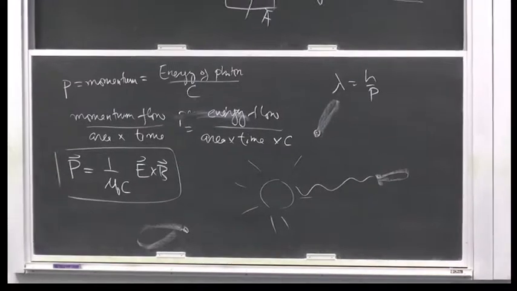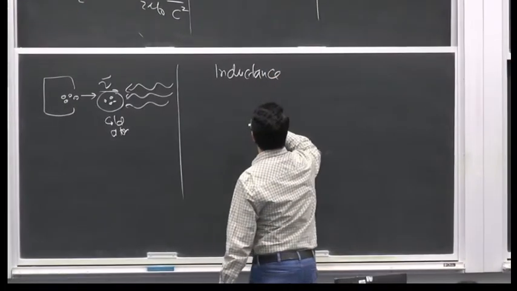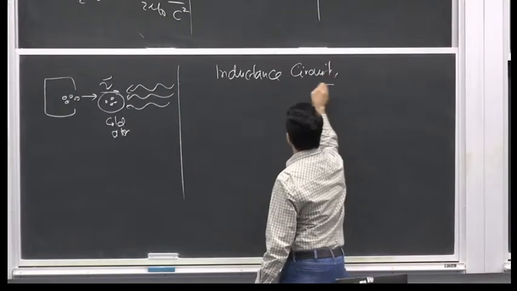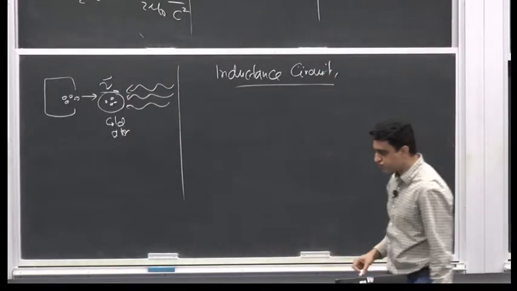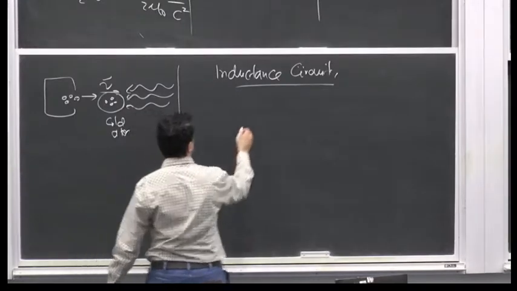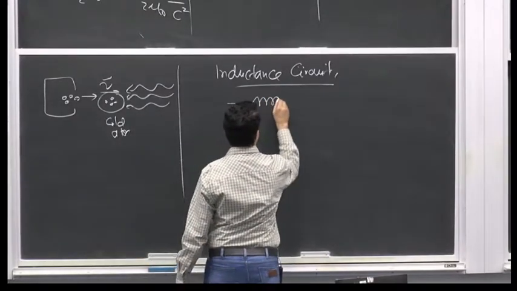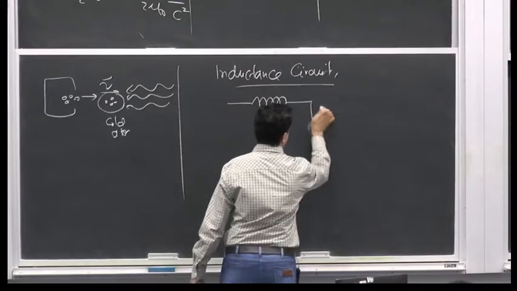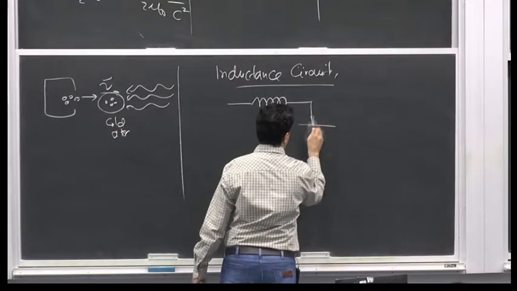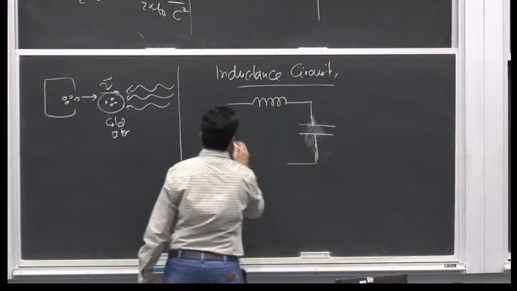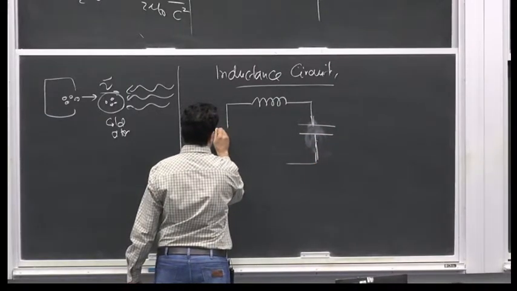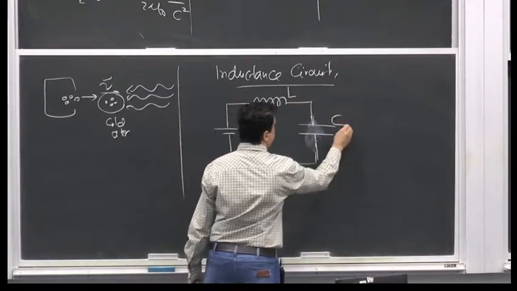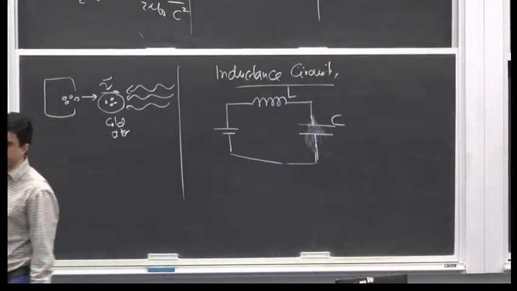Now I come to a slightly different topic, which is inductance circuits. For inductance, we look at a certain circuit which is made of an inductive element and a capacitive element, and this circuit we call an LC circuit.